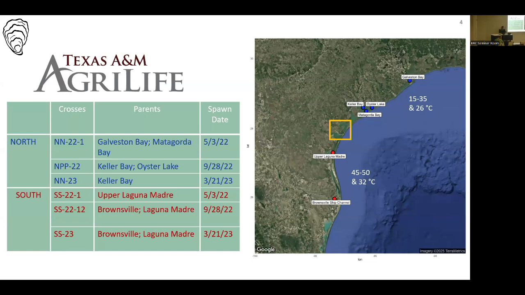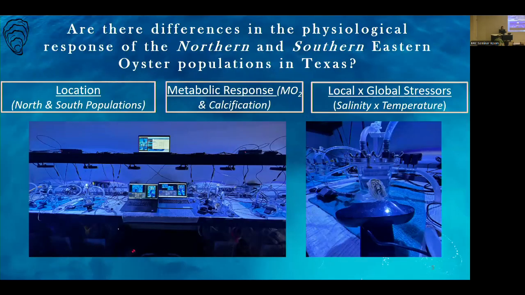The northern parents were from Galveston, Matagorda, Keller, or Oyster Lake, and the southern parents were from Upper Laguna Madre or the Brownsville Ship Channel. Over here, I just noted the averages that these populations see. In the north, the average salinity ranges from 15 to 35, and the average water temperature is around 26 degrees Celsius. In the southern part of the state, the salinity is much higher, 45 to 50, and warmer at 32 degrees Celsius. So I used these water conditions to set up my experimental design.